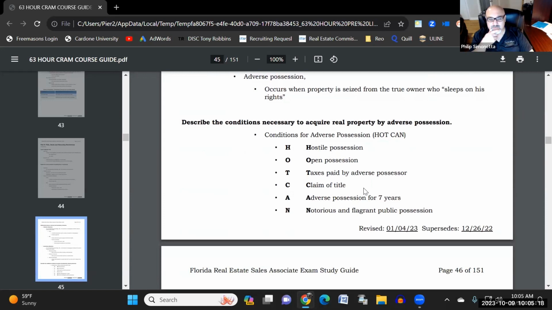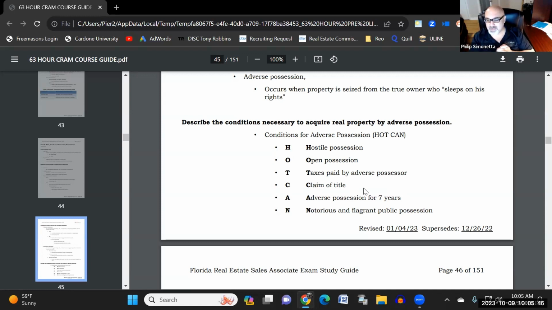So next would be describe the conditions necessary to acquire real property by adverse possession. And the acronym is HOTCAN. And that would be the conditions for adverse possession. There has to be a hostile possession, open possession. So basically the house, they have to take the house. If nobody's in, they got to go in it. Okay, open possession, let the world know they're there.